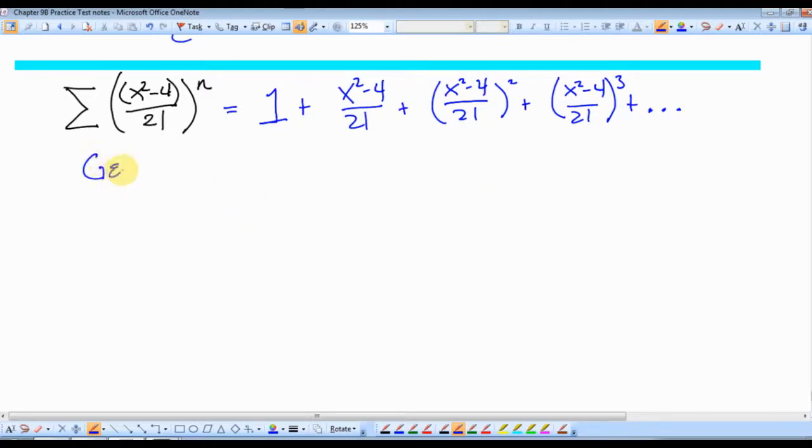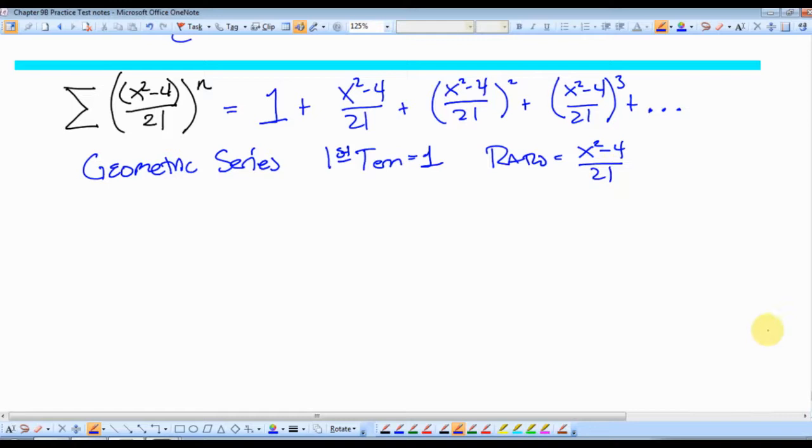Where the first term is 1 and the ratio is x squared minus 4 over 21. Great. So for convergence, the absolute value of the ratio, x squared minus 4 over 21, should be less than 1.